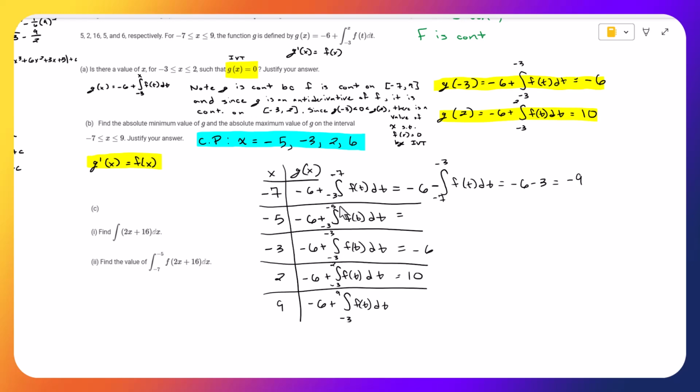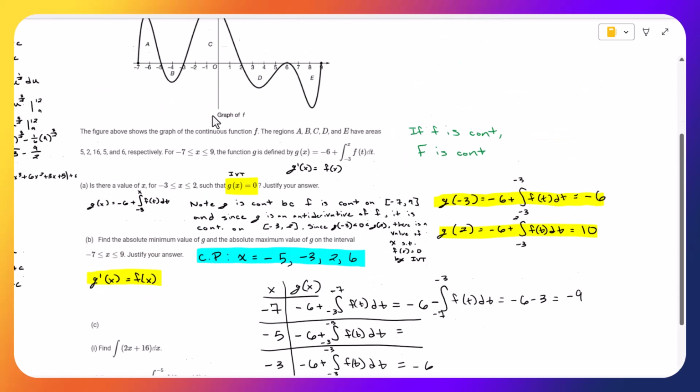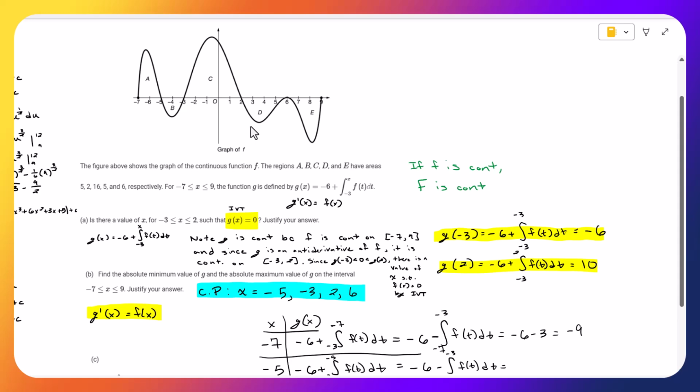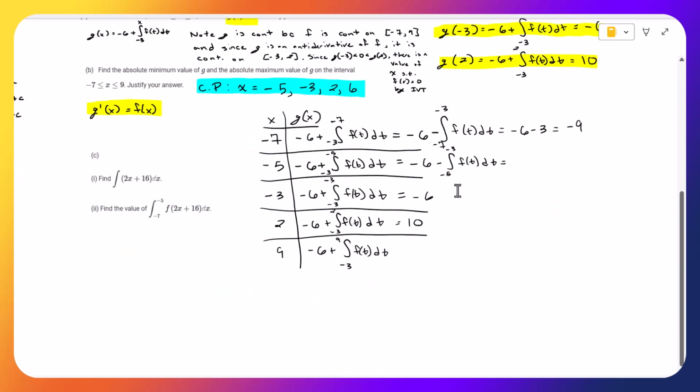Okay. And then from -3 to -5, again, we need to rewrite it. So we get -6 minus the integral from -5 to -3 of f of t dt. And we're looking from -3 to 5. That's going to be this 16. And then this one right here is 5, but again, it's below the x-axis, so it's -16 minus 5 is 11. So we end up with -6 minus 11. Did I do something wrong here?